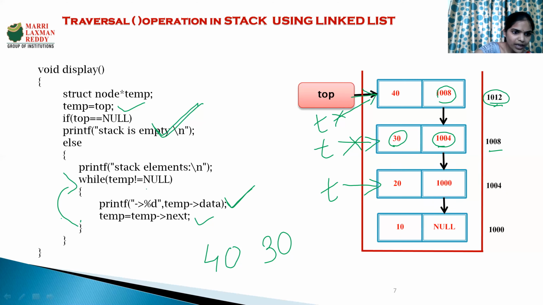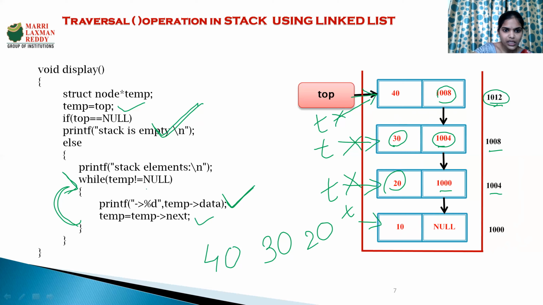Again, I'm repeating the while loop, where the while loop repeats until the condition is false. Now temp is not equal to null because in temp 1004 is there. So it goes into the while loop and it is printing temp data, that is 20. Now temp is moved to temp next. In temp next 1000 is there. So temp is moved from this location to this location.